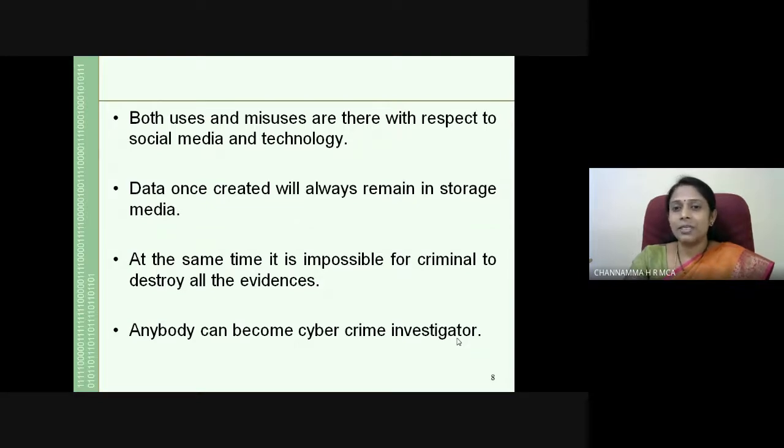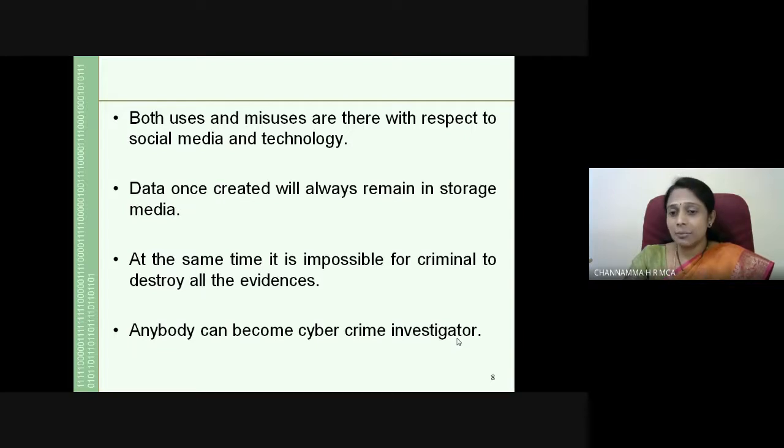And anyway, we cannot just stop the statement there. If criminals are there, we cannot just leave them to do whatever they want. We have to avoid them, we have to control them, and some punishment must be given. That responsibility has to be taken by all. Data once created will always remain in storage media. Everybody has to keep this in mind and remember that once it is deleted, it is not deleted permanently, it will always be there. Actually, Mrs. Shubhamangala madam told us that even if you delete something years ago, there are tools using which we can retrieve it and get it back.